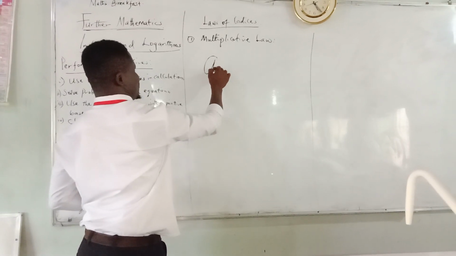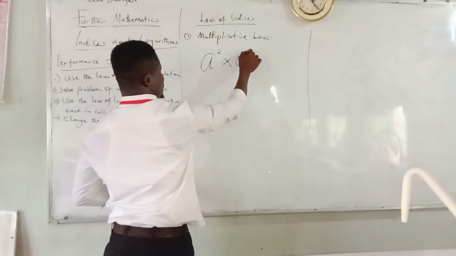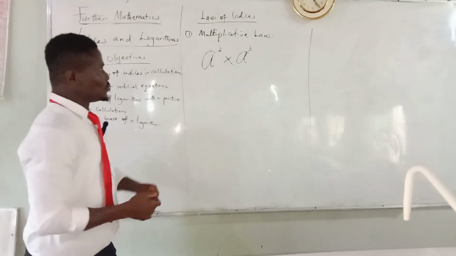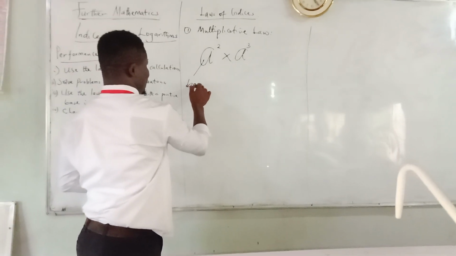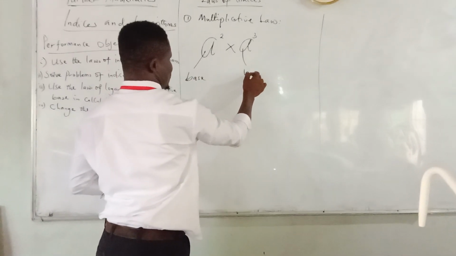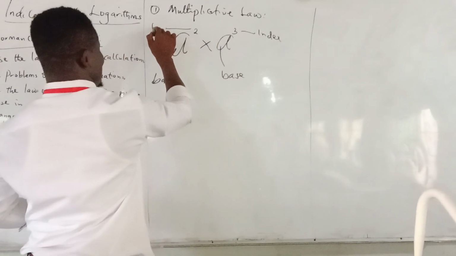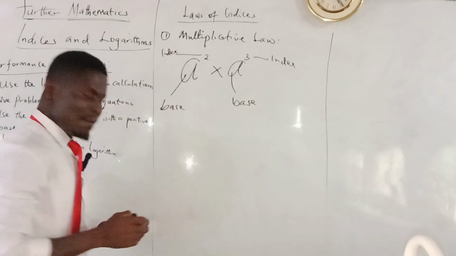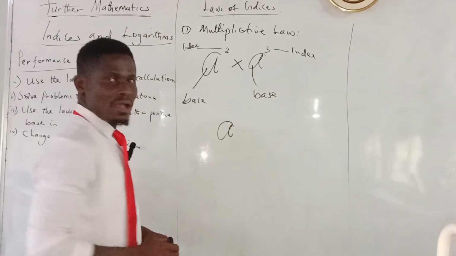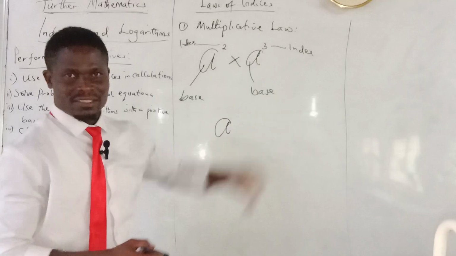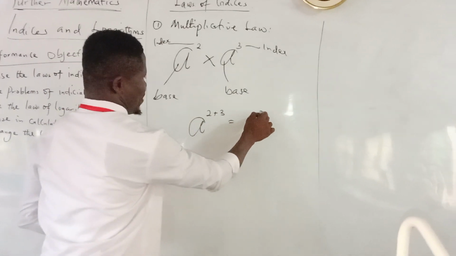If you have a raised to power 2 times a raised to power 3, what do we do? This is called the base. This is your base. This is your base. This one is the index. This one is the index. So, because the base is the same, we now pick one. And what do we do? We add their indices. 2 plus 3, becoming a raised to power 5.